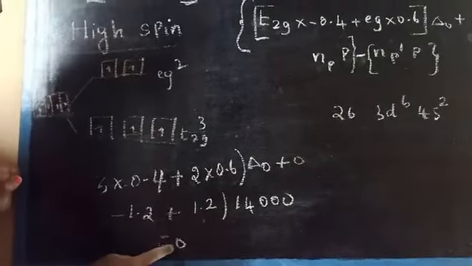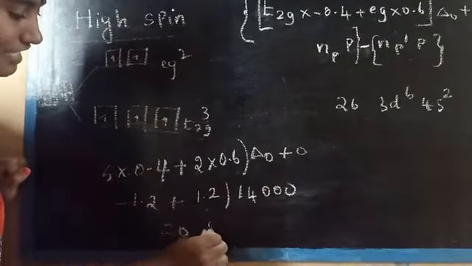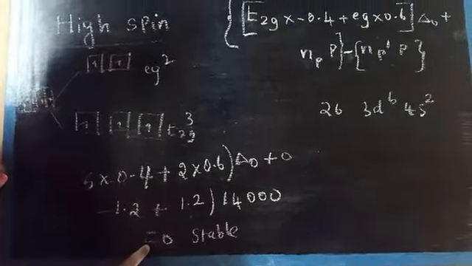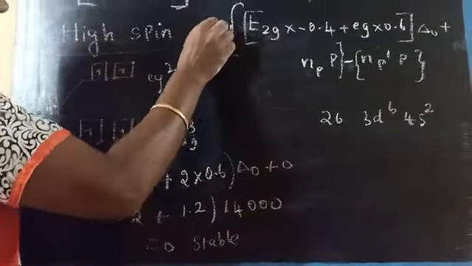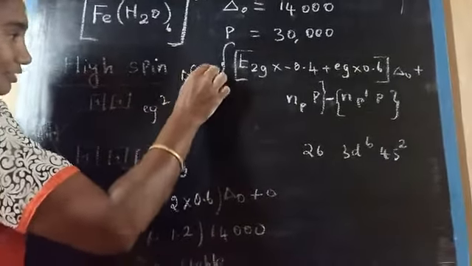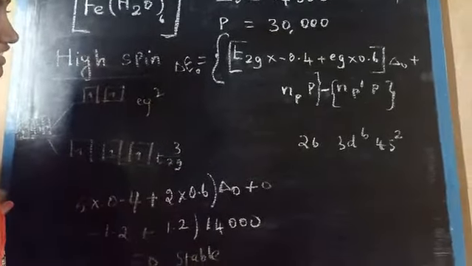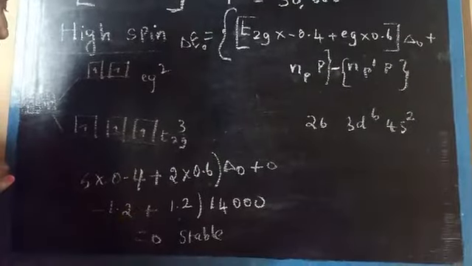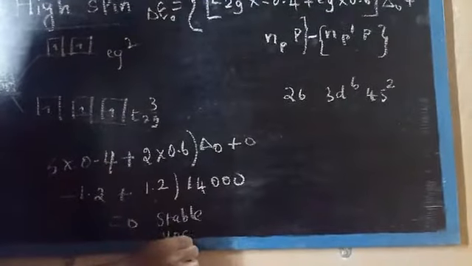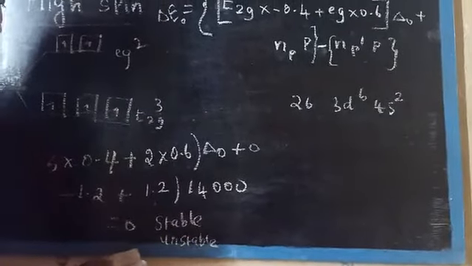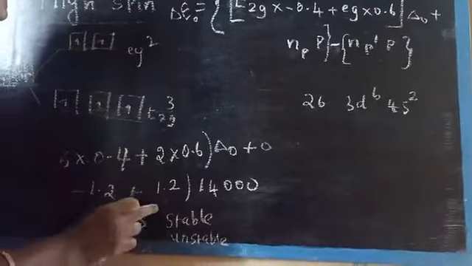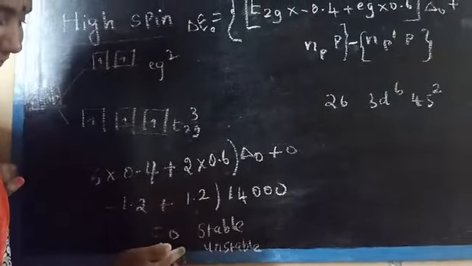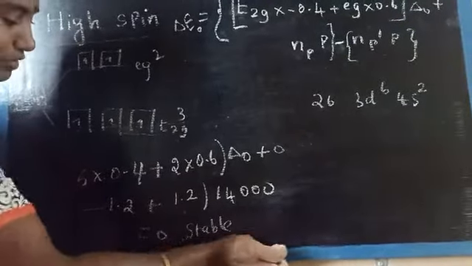Children, now the value is 0, which means it is stable. It is denoted as stable. This one is for what? That is delta E0, the crystal field splitting energy in the distribution of electrons. Now 0 means it is stable. If it is positive, it is denoted as unstable. If it is negative, it is more stable. So children, you must keep the concept: 0 is very stable, minus is more stable, positive is unstable.